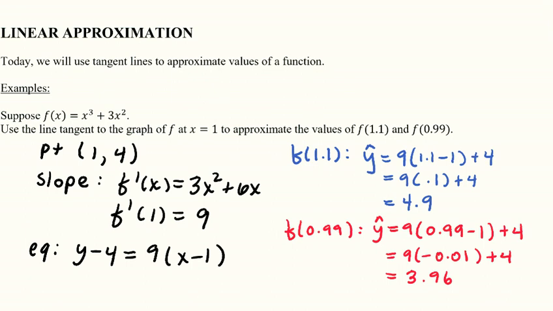And now my question that I wanted to ask, the reason that we did 2 of these, is which do you think is closer to the real value of f? This approximation of f of 0.99 or the approximation of f of 1.1? 0.99. Yeah, I would agree. Why do you think that? Because 0.99 is closer to 1 than 1.1 is.